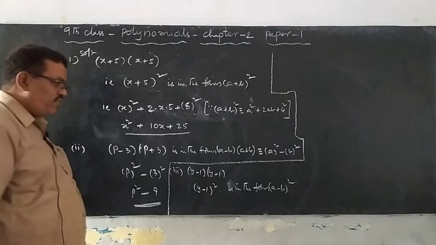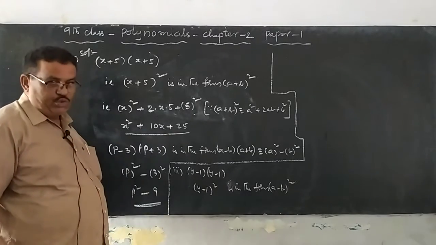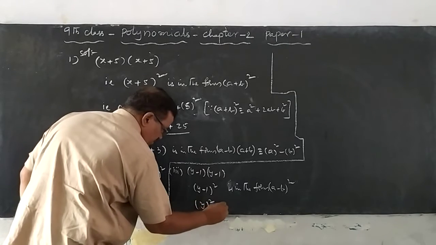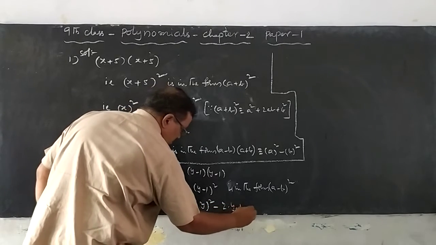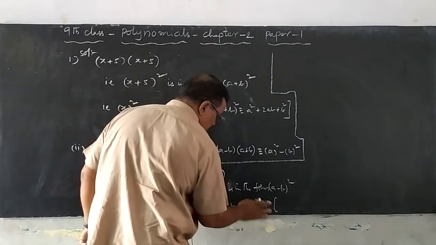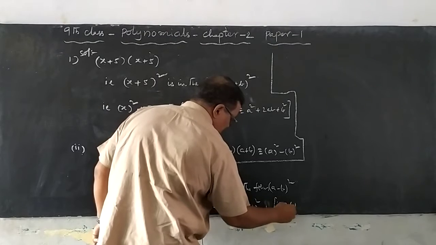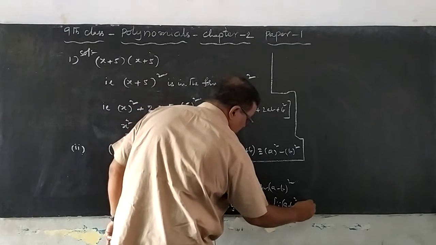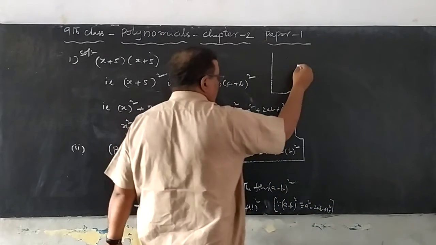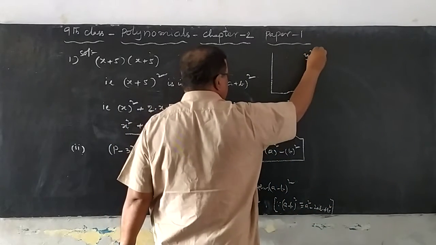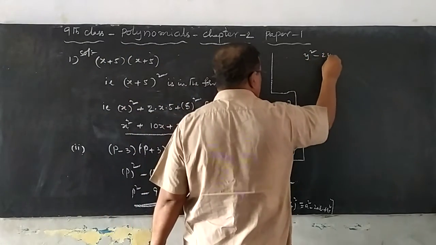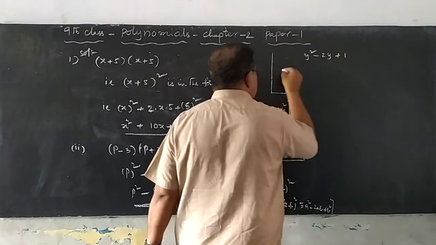So the a minus b whole square formula, you know, is a square minus 2ab plus b square. Since from the formula, a minus b whole square is identically equal to a square minus 2ab plus b square, children. Now y whole square means y square, 2 into y into 1, that is minus 2y, plus 1 whole square is 1. This is the third problem.